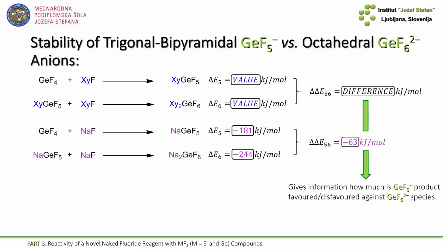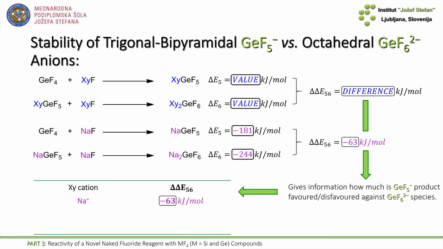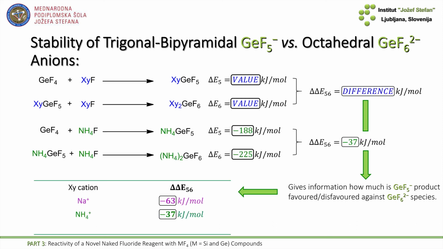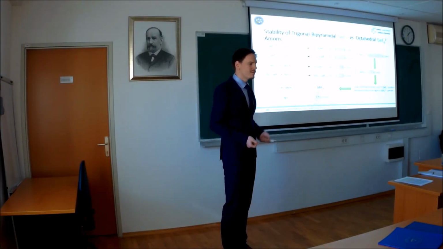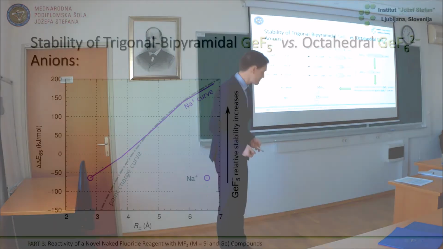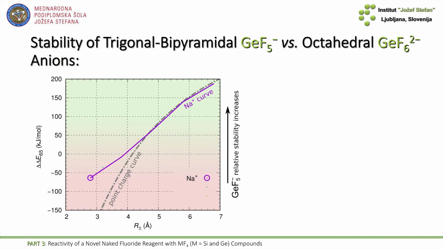And we did this. You already see the numbers for sodium cation. The difference comes to minus 63 kilojoules per mole, and we collect the number. We did then the same for ammonium cation, which is slightly bigger, and collect the number, and in the final step we did this for tetramethylammonium cation. And now we have some absolute numbers that again don't tell us much, but what you can do with these numbers is you can plot them as a function of the distance between center of charge of the cation and center of charge of the anion.